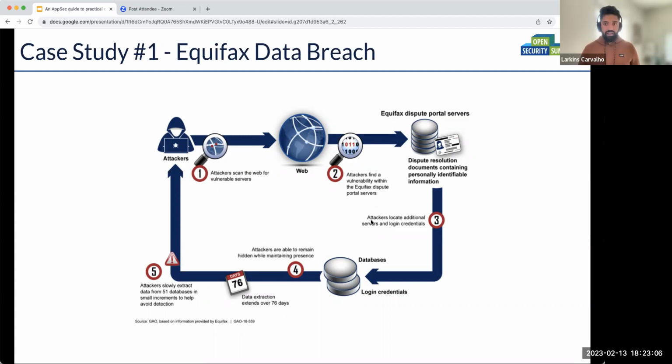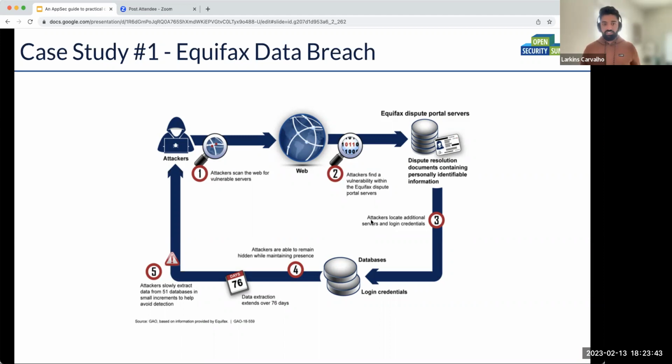It was also determined that 209,000 credit card numbers were stolen. Data exfiltration happened for 76 days, and attackers actually accessed 51 databases. So what went wrong here? The first one is the attacker got into the system with an Apache Struts vulnerability. The Apache Struts vulnerability let attackers execute remote code, and they started looking into systems.